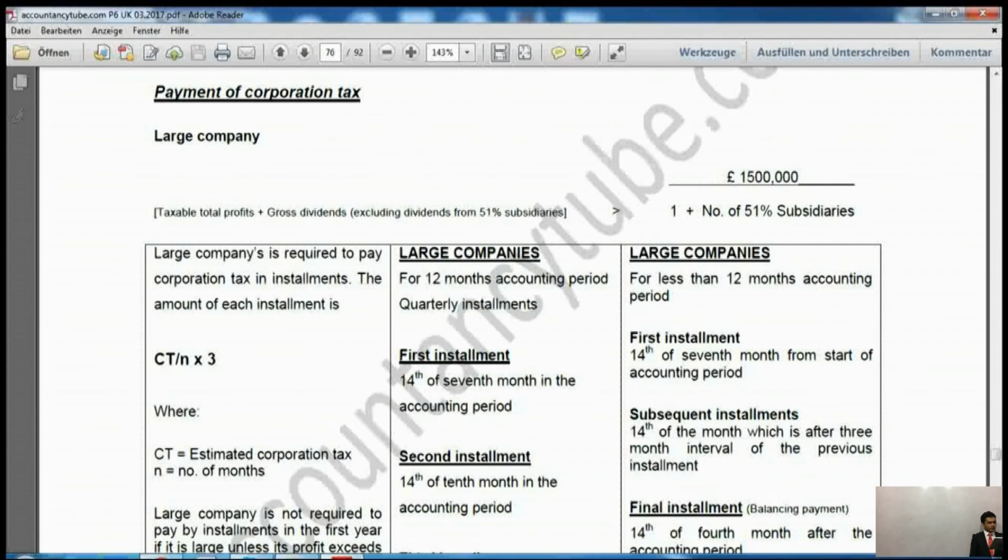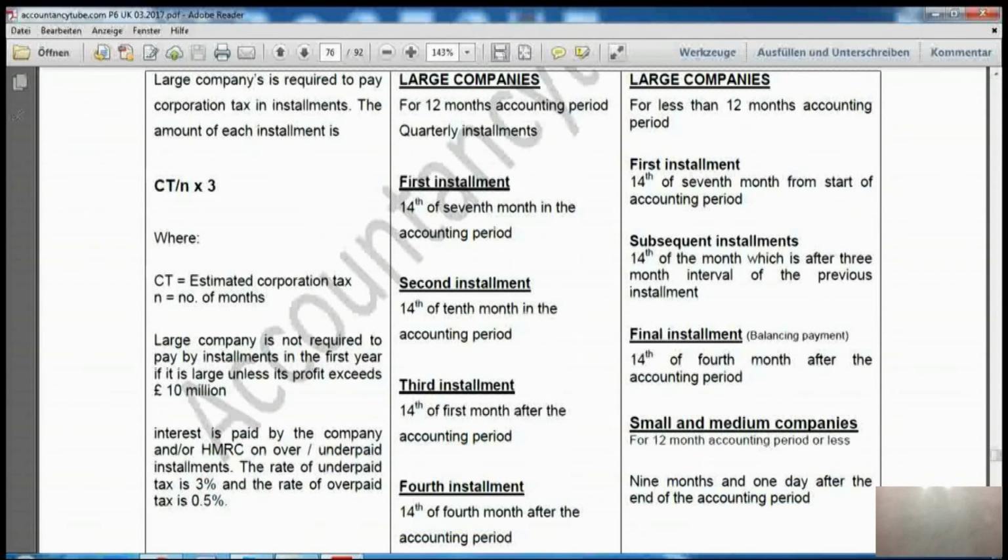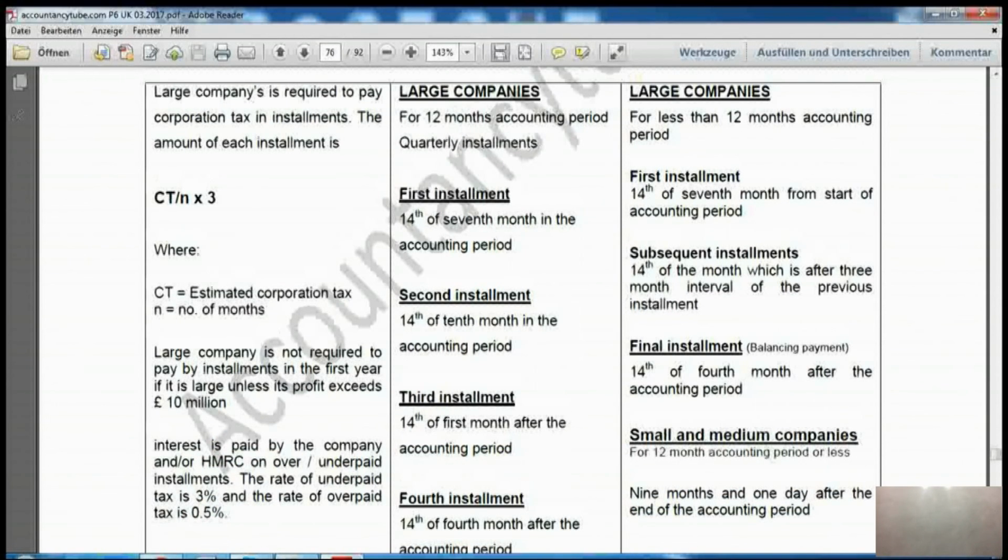However, a large company is not required to pay by installments in the first year unless its profit exceeds 10 million pounds, as it says in the notes on the far left side. Now, interest will be paid if you have overpaid, at 0.5%. If you have underpaid to HMRC, they will charge a higher interest rate, which is the official rate, 3%.